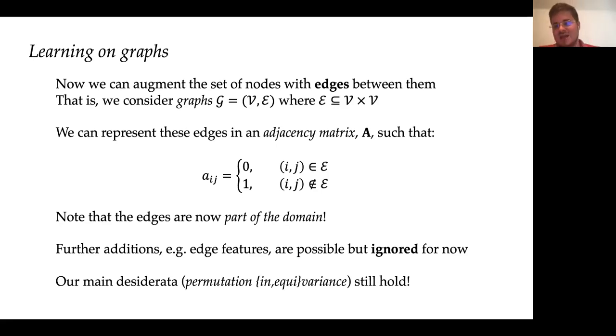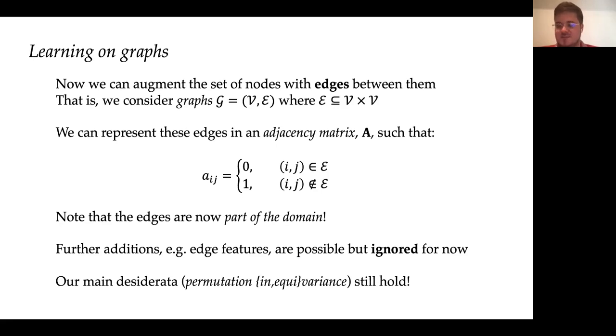And I apologize, there's an error on this slide. The 1 and the 0 somehow ended up flipped. So it should be a 1 if i and j are connected in the graph and 0 otherwise. And basically, this matrix A is of shape number of nodes times number of nodes. And it's, in our case, just a binary matrix that tells us which of these pairs of nodes are connected. And one very important thing to note here is that by doing this, edges have now become a part of the domain.